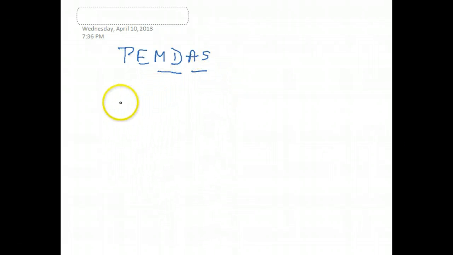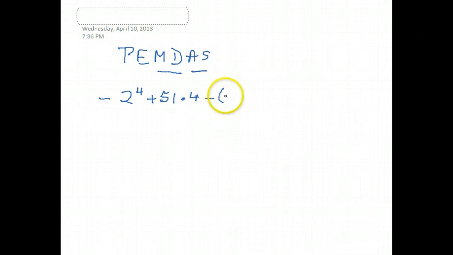So let's look at something like this. Negative 2 to the 4th plus 51 times 4 minus (37 plus 23 times 2). Okay?